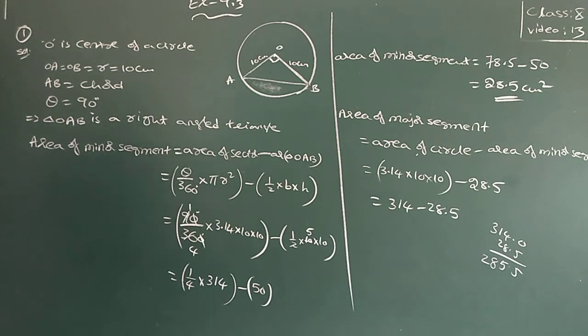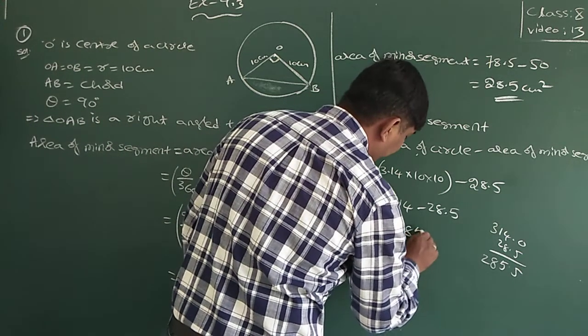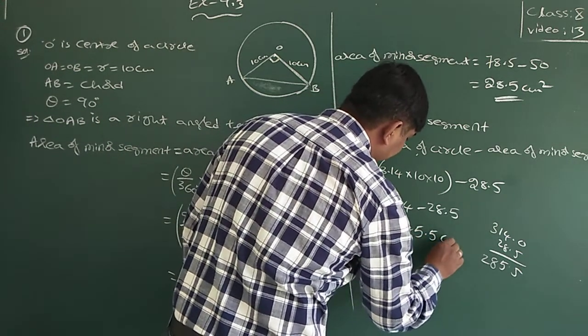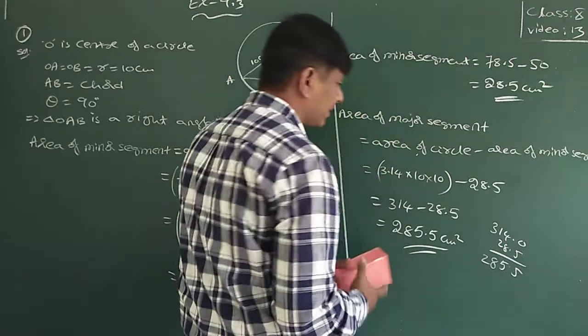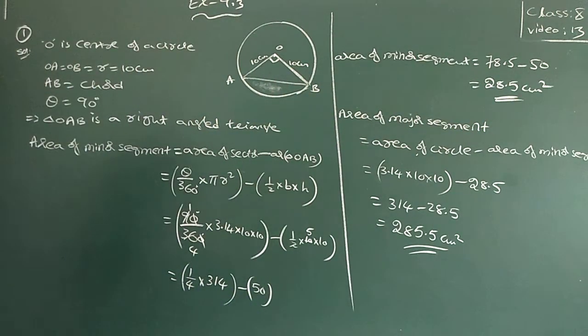285.5. 285.5 means this is a major segment area. Okay, once again I am explaining here.